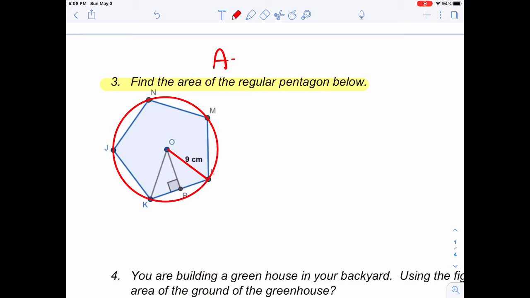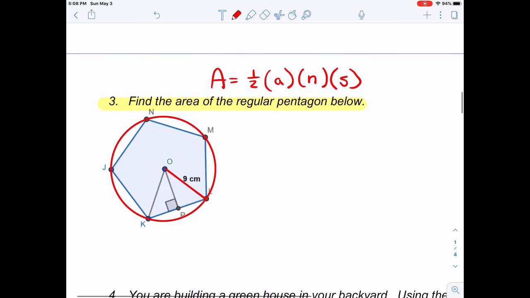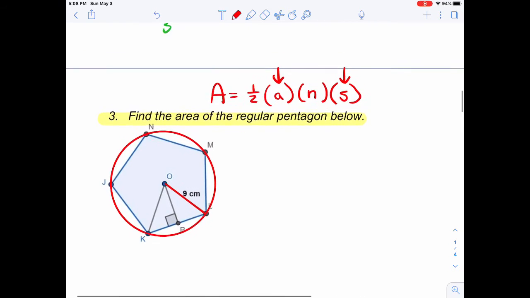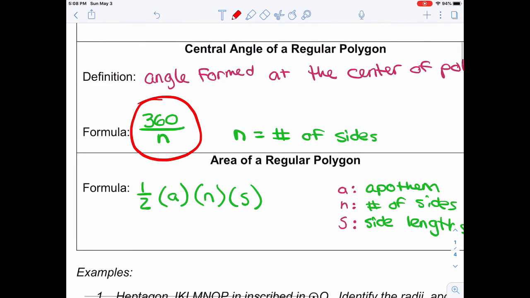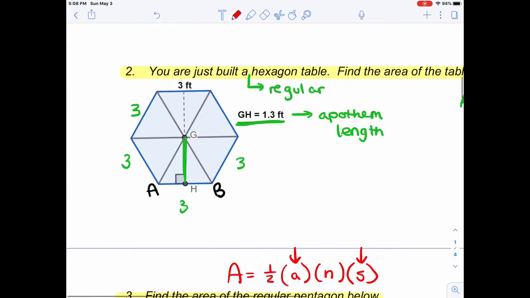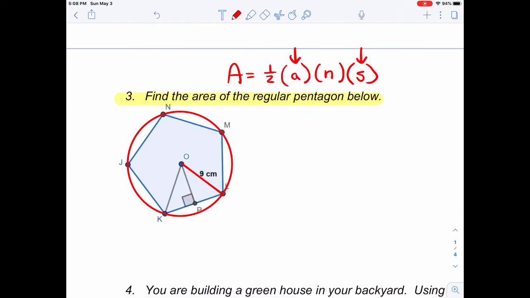Remember, your formula is going to be 1/2 times your apothem length, which we don't have, times our n, our number of sides, which we can easily count, times our s, so our side length. So again, here we don't have our a and we don't have our s, so we need to find those before finding the area. If you think about it, we haven't used our central angle formula at all so far. So this is where it's going to come into play. Okay, and you'll see why here in a second.